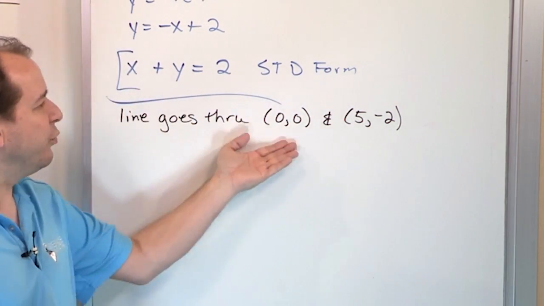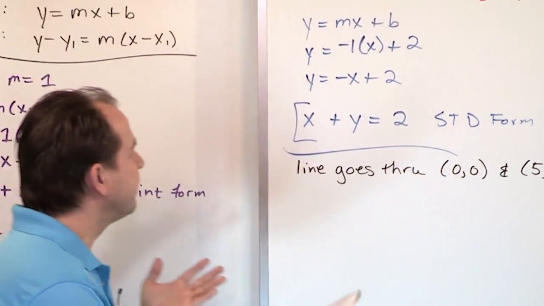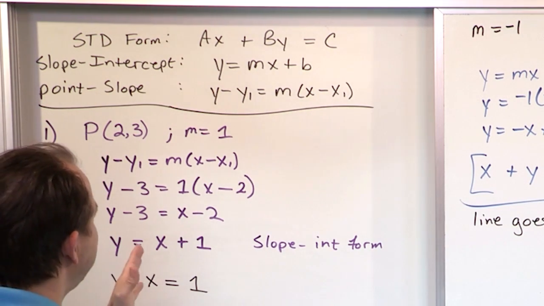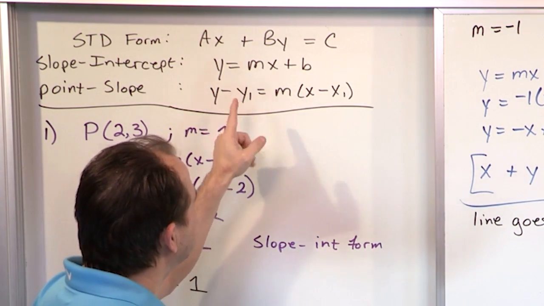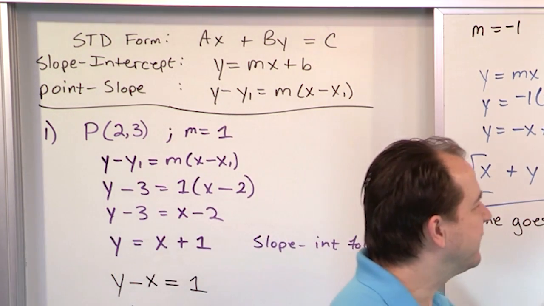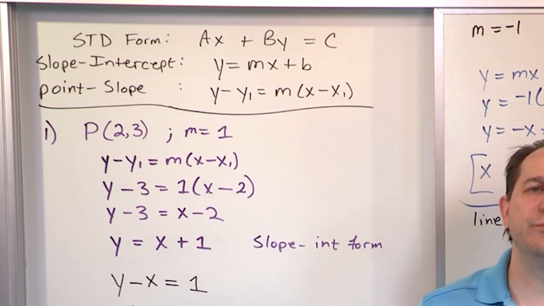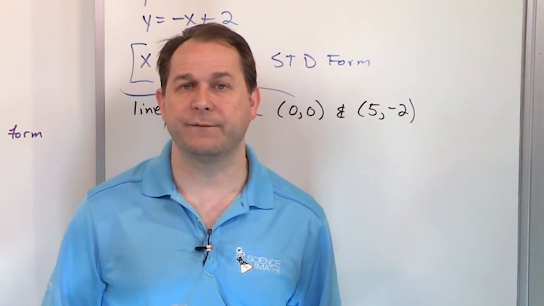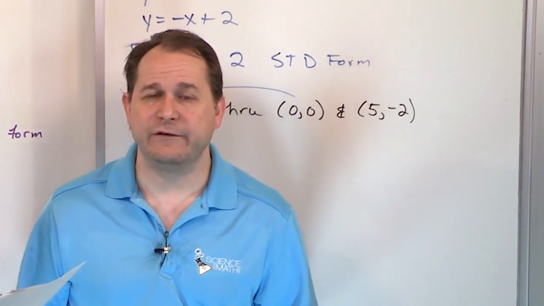But I've only told you that it goes through those points, and I look over here and ask, which one of these can I use? I don't really have anything ready-made to plug into because I'm not given the slope. But I give you 2 points, and you know, without me telling you, that you can calculate the slope of a line once you know any 2 points on the line.